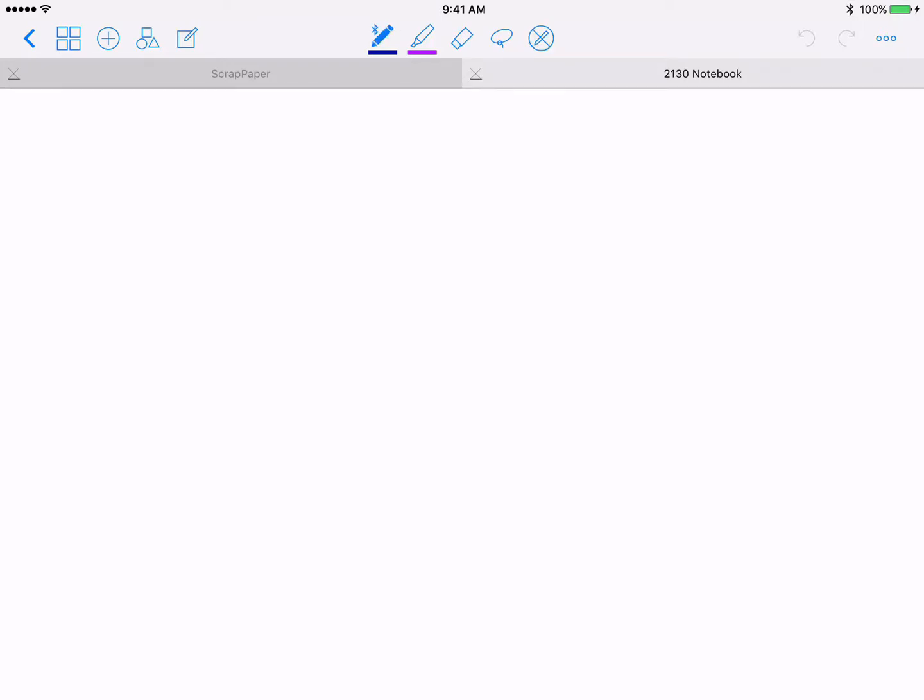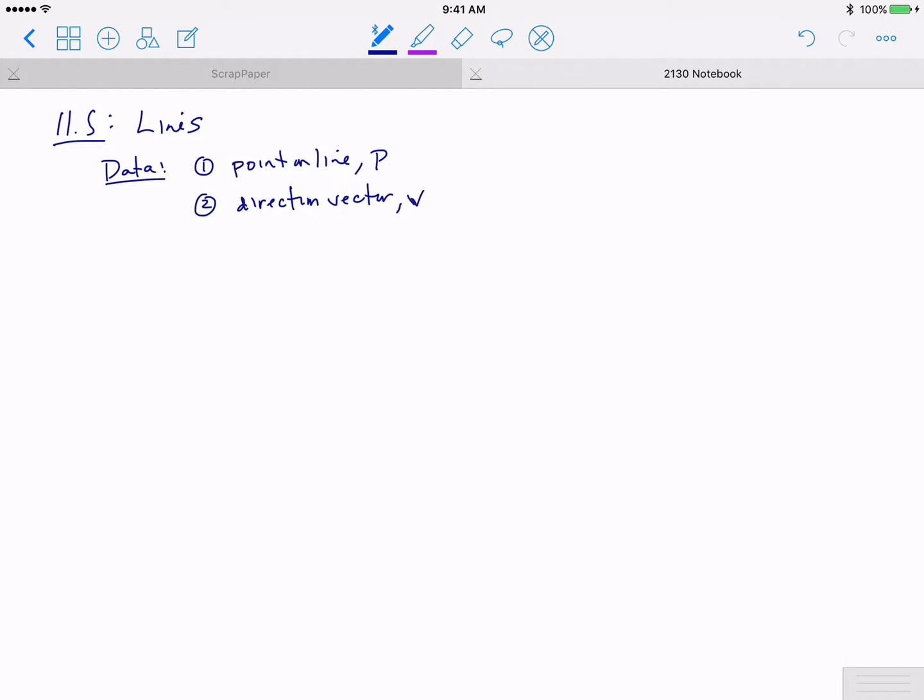This is a quick video on section 11.5 related to lines and their formulas. A line requires necessary data to construct the equation of it. The first thing you're going to need is a point on this line. Maybe we'll call it, for example, a point P. The second thing you're going to need is a direction vector. Typically we call this V.